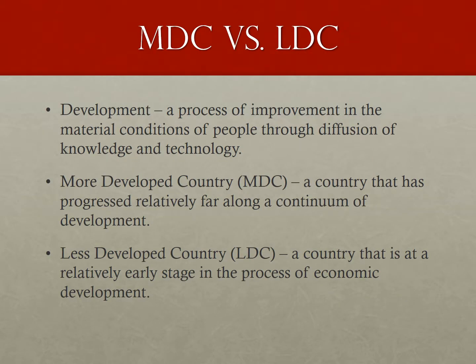One of the biggest changes that came from the Industrial Revolution were the countries that moved forward developmentally. Development is a process of improvement in the material conditions of people through the diffusion of knowledge and technology. So that knowledge and technology that was associated with the Industrial Revolution moved countries forward. We saw an improvement in the material conditions of people and people's lives.